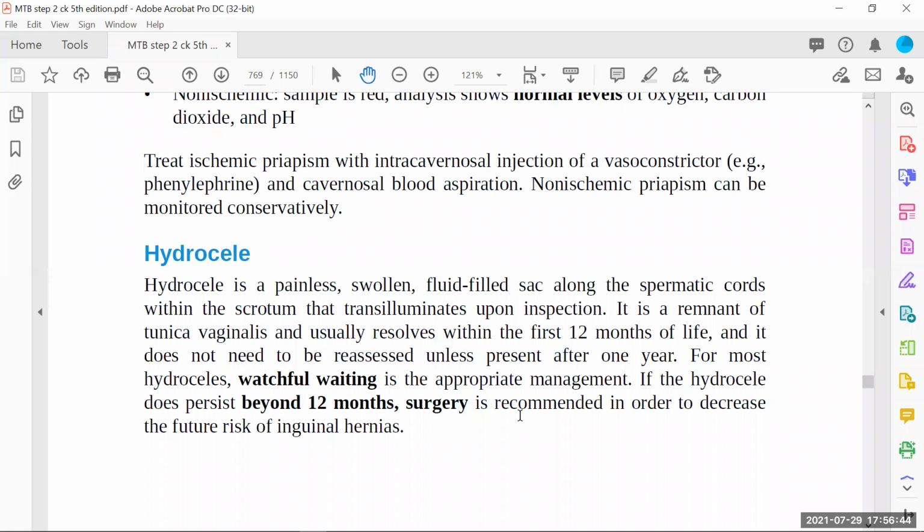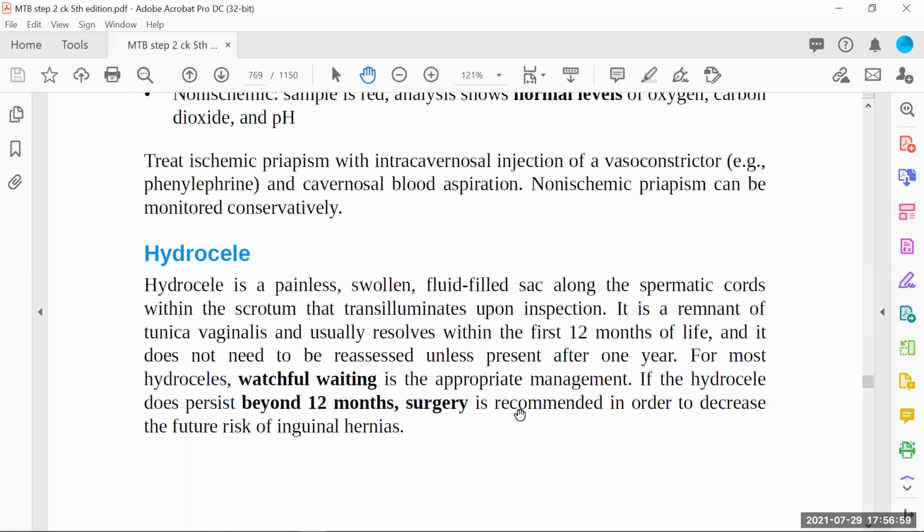And what is the basic examination point of this hydrocele? When you turn on the torch and put the light on it, it will transilluminate. If the light can easily go through this fluid-filled cavity and it starts glowing, you can say that's a hydrocele.